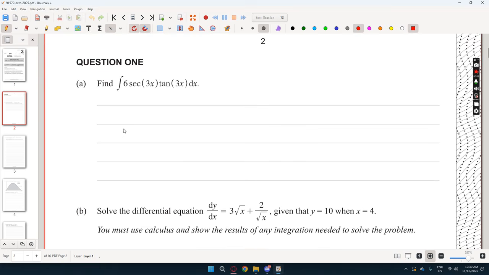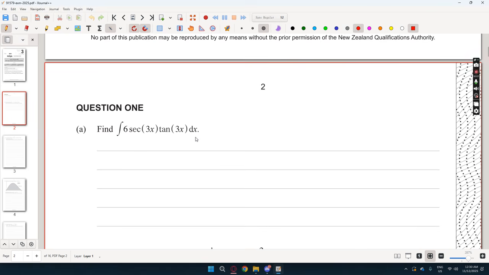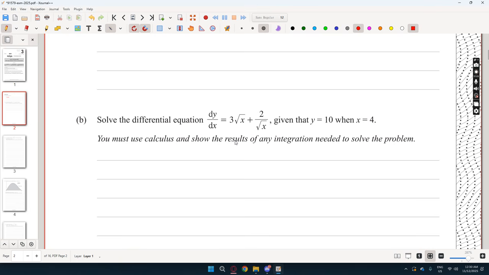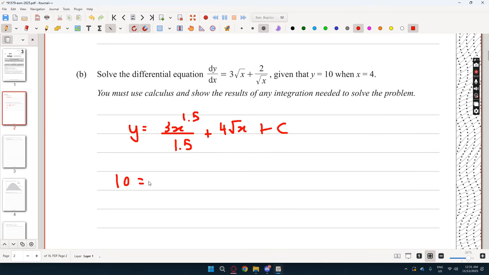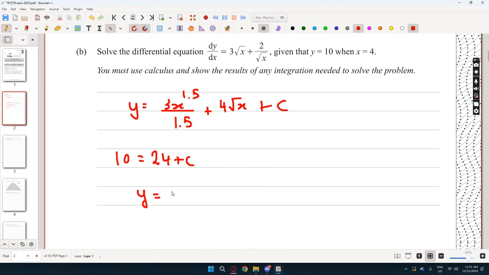So, hey, they've changed the integration symbol. That's kind of nice. Well, sec x tan x integrates to sec x, right? So it'll be 2 sec 3x plus c. Oh, okay. y equals 3 lots of x to the 1.5 on 1.5 plus 4 root x plus c. So 10 equals 3 times 4 to the power of 1.5 divided by 1.5 plus 4 lots of 4. 10 equals 24 plus c, which means that y equals 3x to the 1.5 on 1.5 plus 4 root x. c must be minus 14, right? Minus 14. Okay.